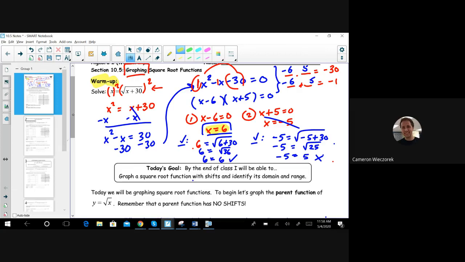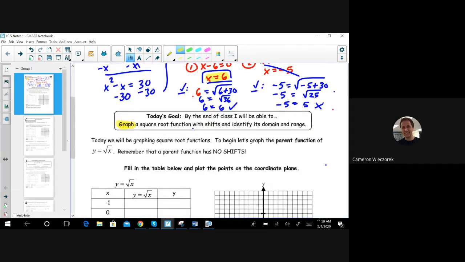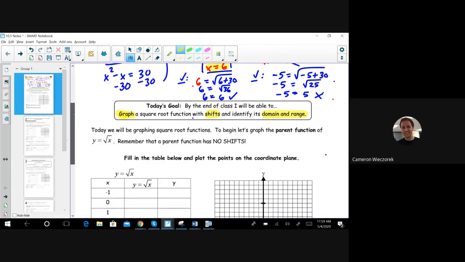All right, so there was just a little recap on some solving. Again, today's big goal is going to be on how do we graph the square root function, and also how can we shift it around on the coordinate plane? How can we move it left and right? How can we move it up and down? And using that, we can also identify what would the domain and range be of each of the graphs that we look at. What x values are going to be allowed, and what y values are going to be allowed.